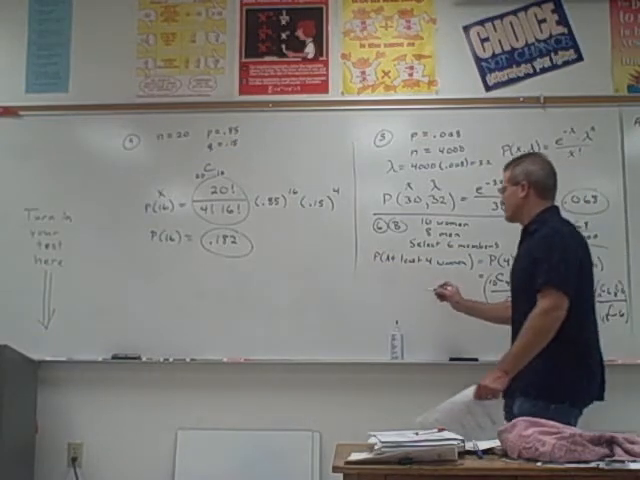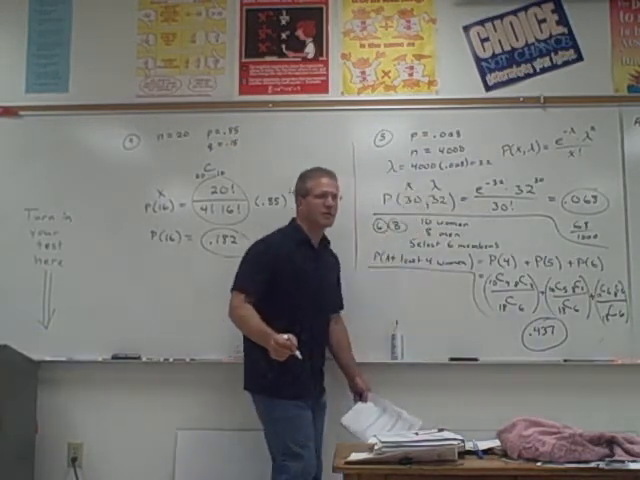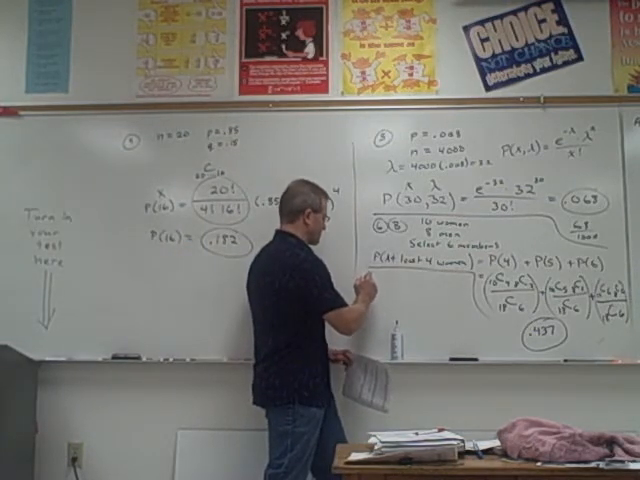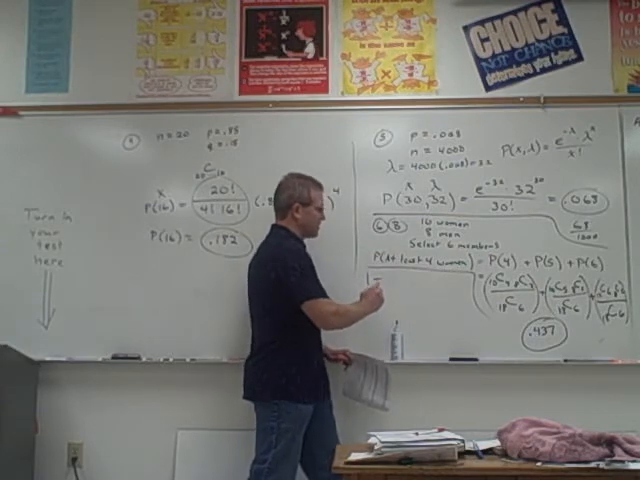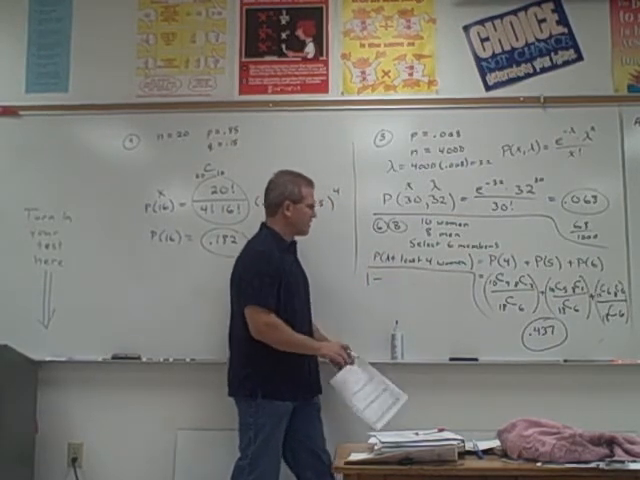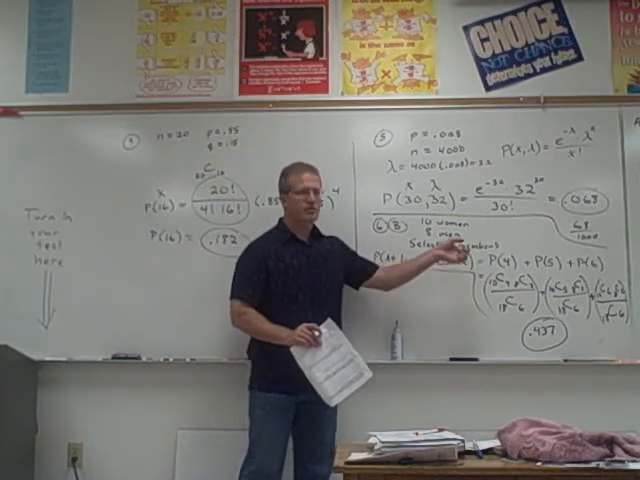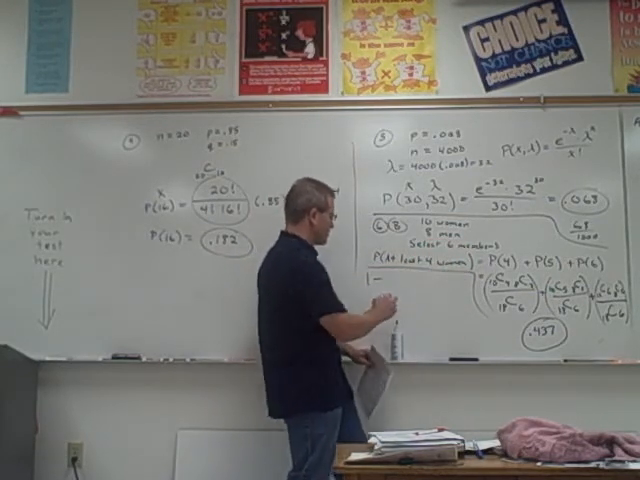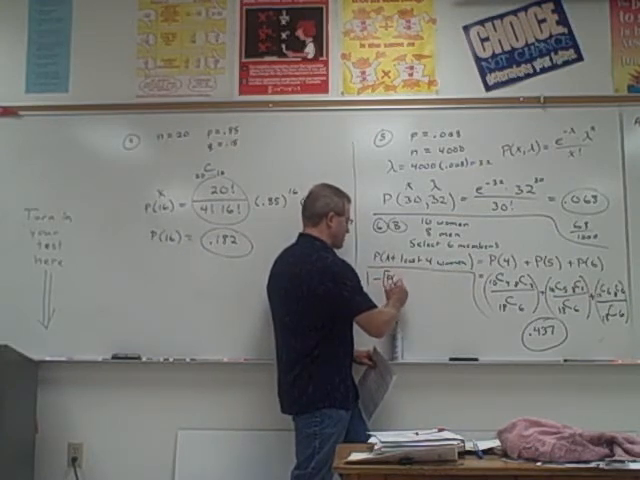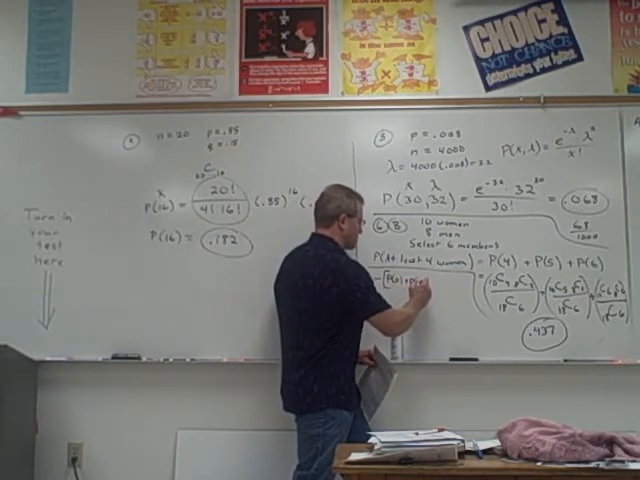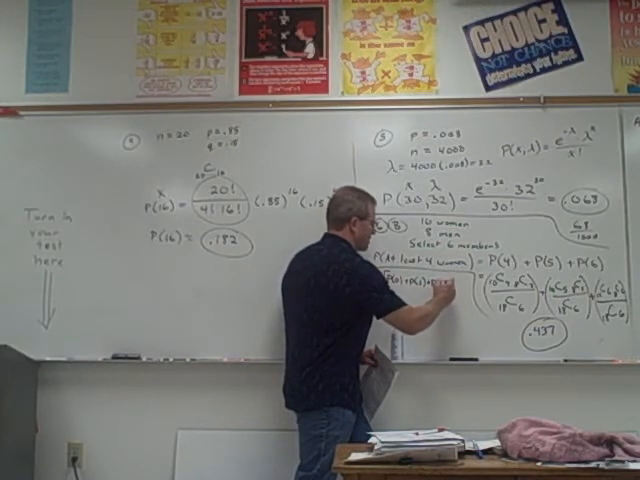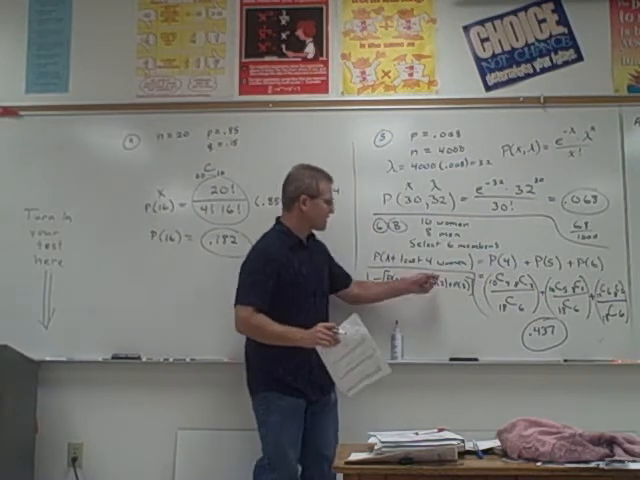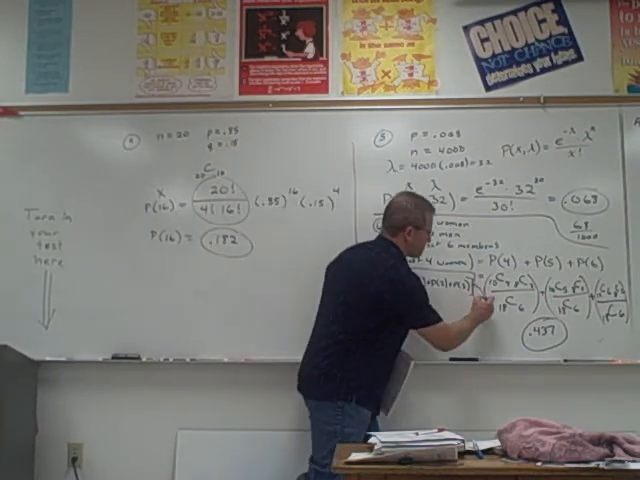Now, the other way to do this. Well, I guess any questions about this way before I show the other way? You could instead do 1 minus the probability of the complement. What's the complement of getting at least 4 women? 0, 1, 2, or 3 women. So you could say, let's add up the probability of getting 0 women plus 1 woman plus the probability of 2 women plus the probability of 3 women, and subtract that from 1. That would also give you the same answer.